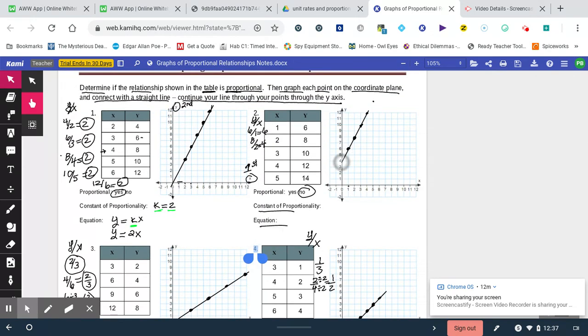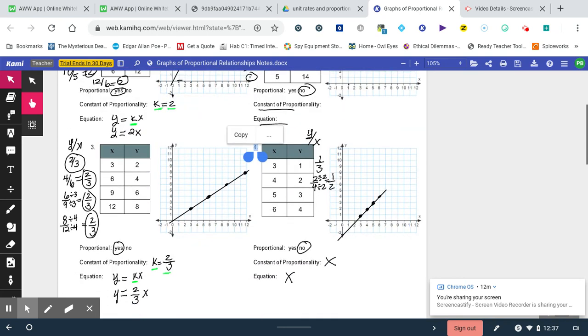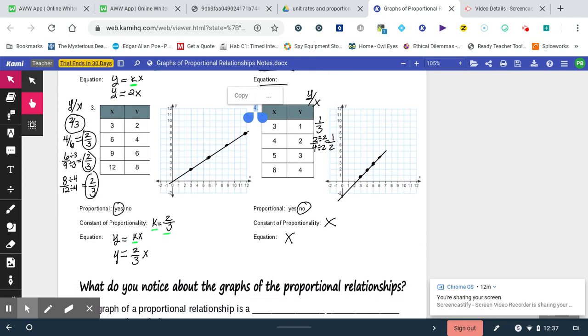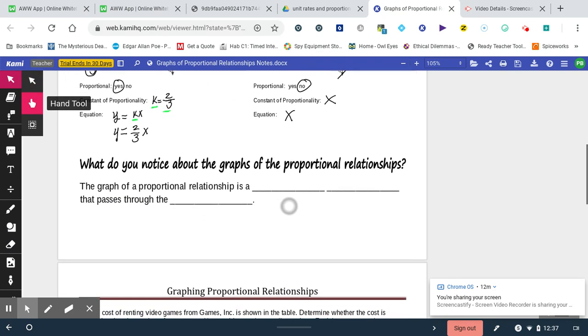It was a straight line, but what didn't it do? Well, it was a straight line, but it didn't go through 0. It didn't touch down here. This was a straight line, but it also did not touch at the origin. So it's important to see that if it's proportional, it's got to be a straight line and it has to touch the origin. All right. Straight line and touch the origin.